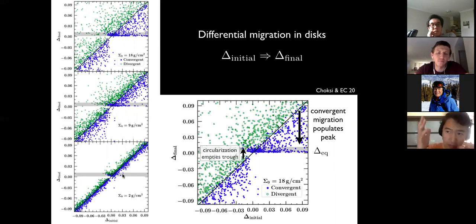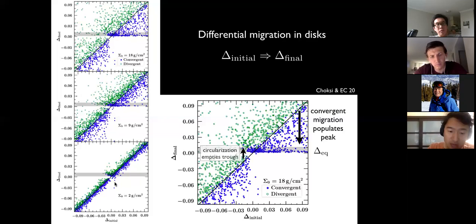And here we're not using REBOUND, we're just integrating the time-averaged equations of motion. Everybody starts on this line, the delta equals delta initial line. If you're a pair that's diverging, then you move up in delta space. That's the green points. You move up because delta is increasing. If you're converging, then you move down. That's all the blue points. They move down in delta space because you're converging.